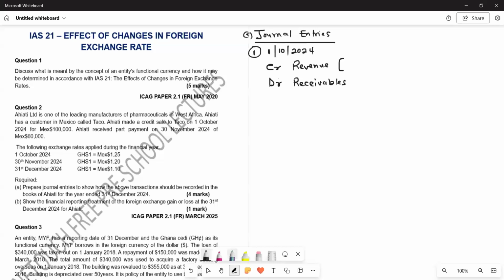Do you agree? Yes. So are we multiplying or are we dividing? We are dividing. Now let's go and check. So 1 Ghana cedi is equal to 1.25 Mexican dollars. Now we have 100,000 Mexican dollars. Okay, let's just put X. The cross multiplication is easy. So let's do cross multiplication. Are you supposed to divide or multiply?